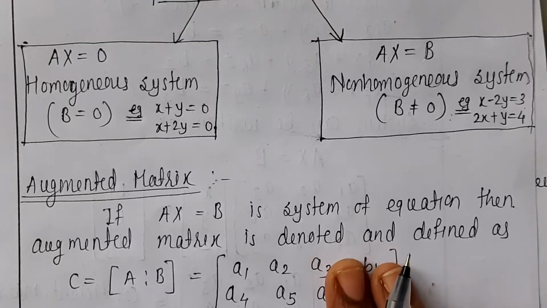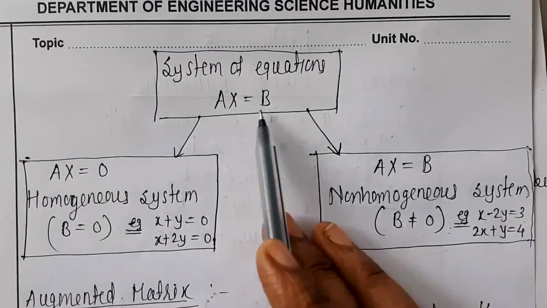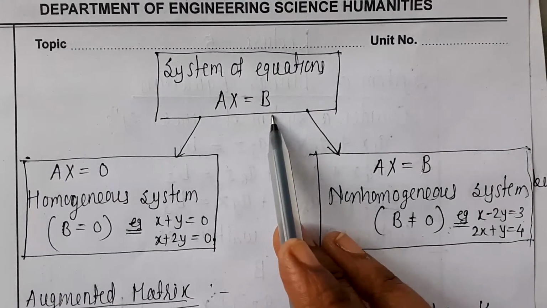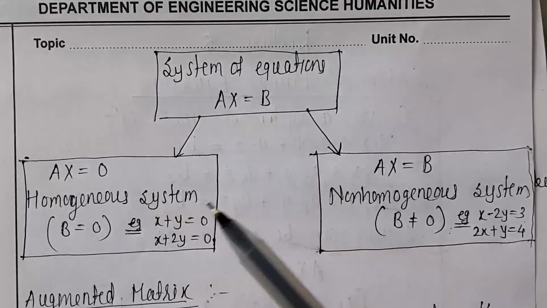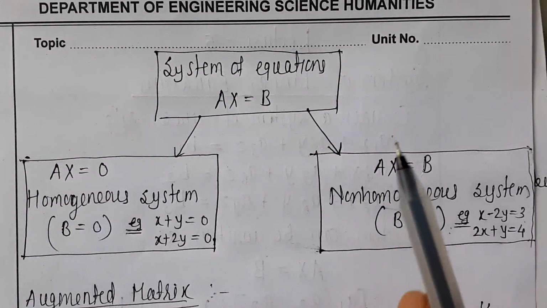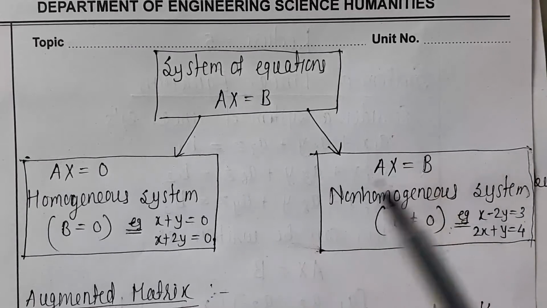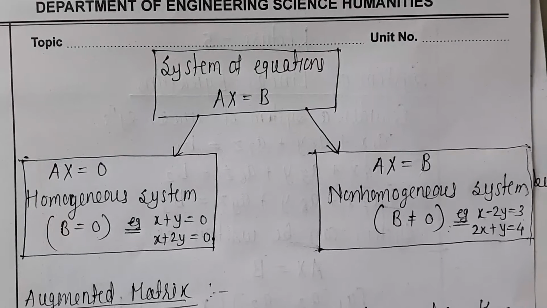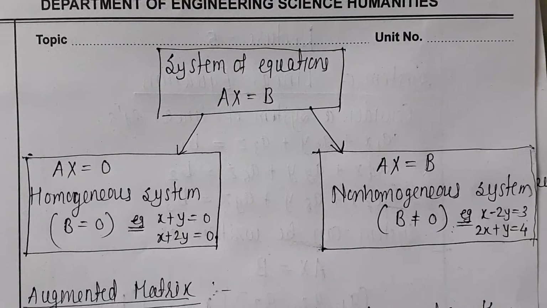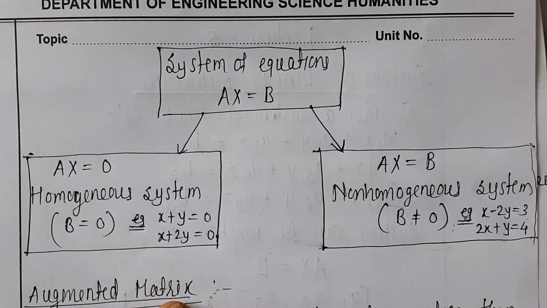But for this system of equations Ax is equal to B, sometimes it has a solution, sometimes it may not have a solution. Whether we get a unique solution, infinite solutions or no solution, we can check by using the consistency method. So what is consistency and what is an augmented matrix, that we are going to study first.